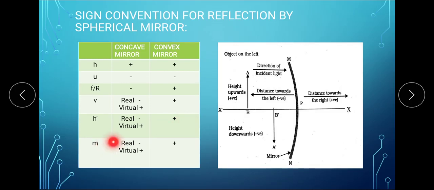Now let's talk about magnification. Magnification is the ratio of height of image to height of object. Right? If your height of object is always positive, then the sign of the height of image will be the sign of your magnification. Concave forms both images, real and virtual. Real is always inverted, so for real the magnification is negative, for virtual positive, whereas convex always forms virtual, therefore magnification is positive for convex mirror.